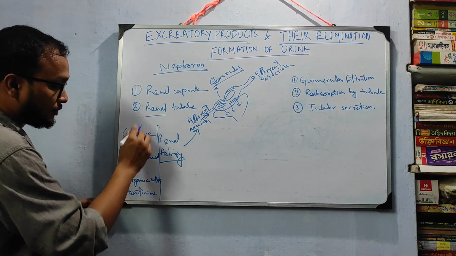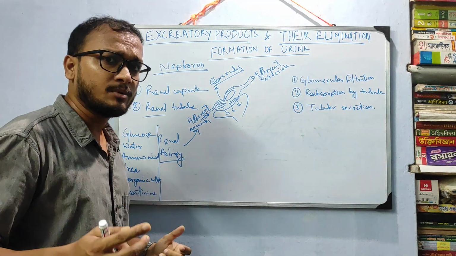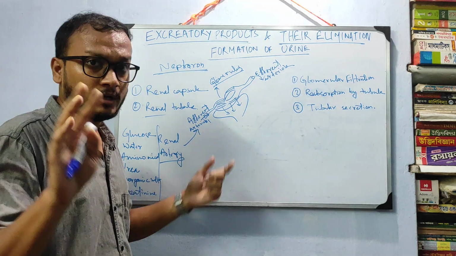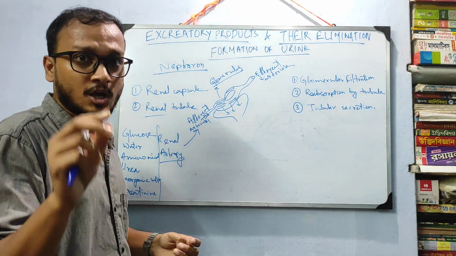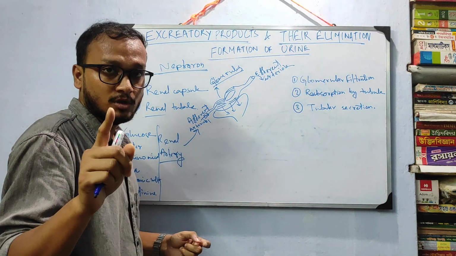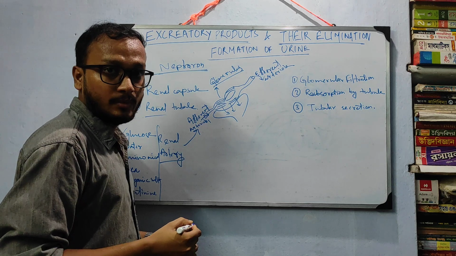Okay, all of those things will get filtered and enter into the Bowman's capsule. Will there be blood cells? No, there will be no blood cells. Will there be large molecular proteins? No, there will not be. Only some small molecule proteins will enter. Large molecular proteins and the blood cells can't enter into the Bowman's capsule.